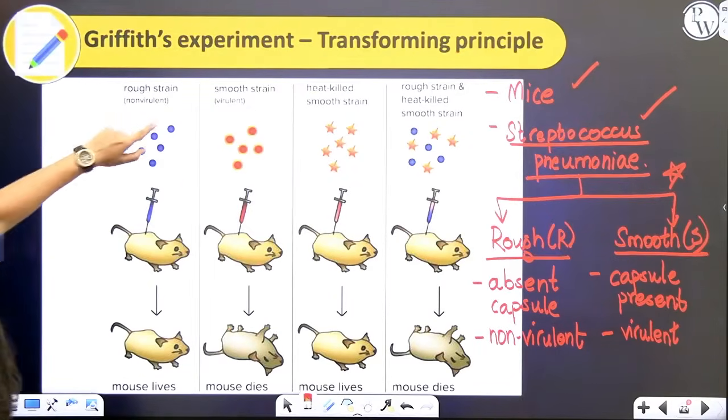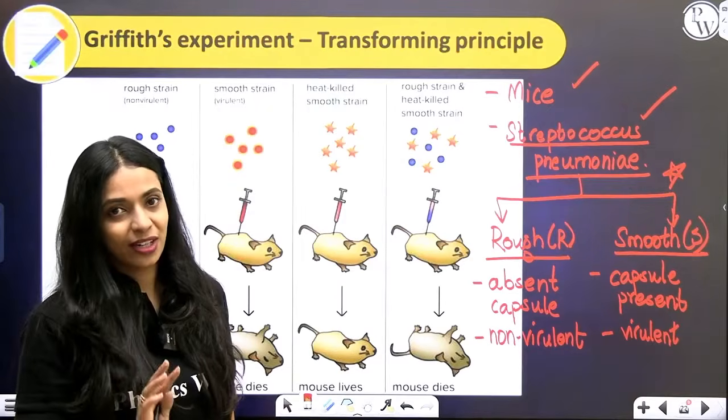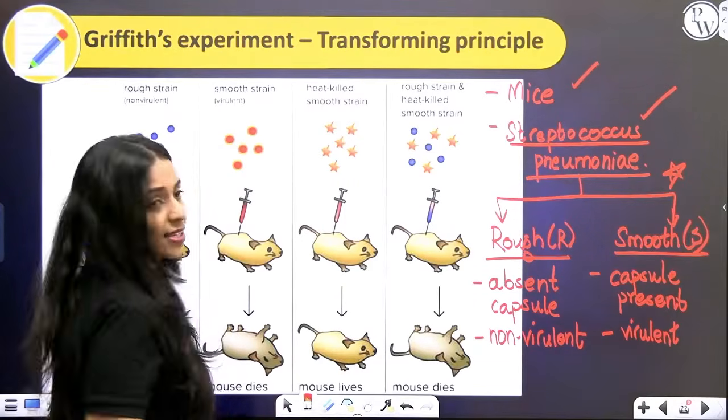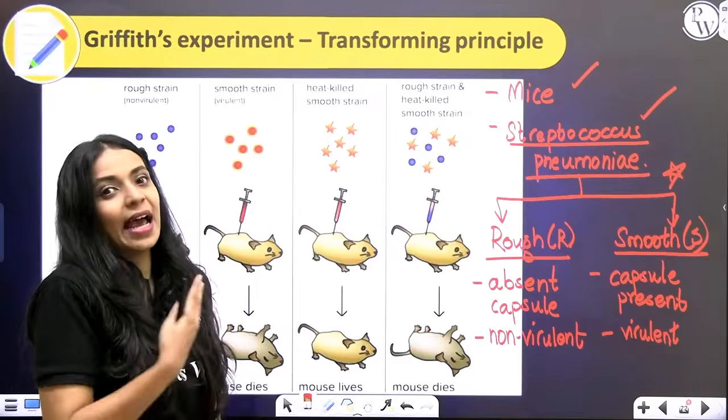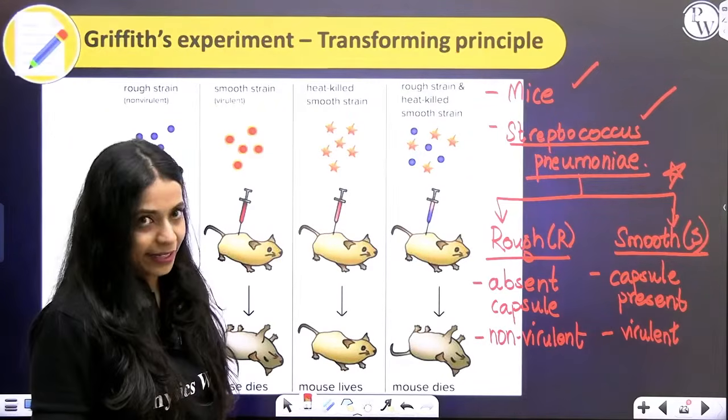Okay. Next, he took the smooth strain bacteria, which had the ability to cause pneumonia. He injected them, sadist, into the mice. Because it had the ability to cause the disease, the mouse got pneumonia and it died.